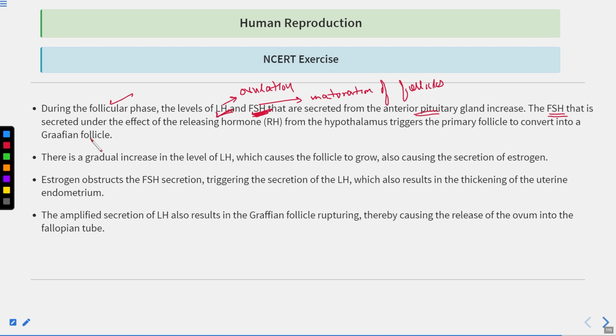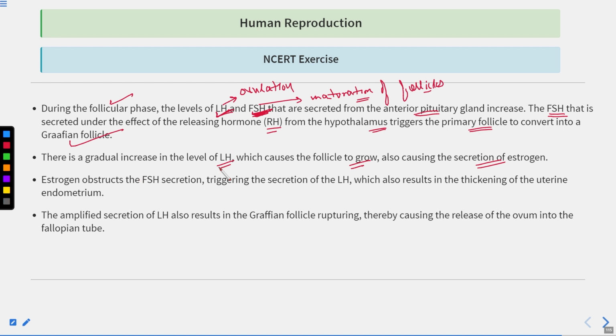Now, FSH, that is secreted under the activities of the releasing hormone from the hypothalamus, triggers the primary follicle to get converted into the Graafian follicle. So this I have written, maturation of the Graafian follicles. Follicle stimulating hormone is involved in the maturation of the follicle. So primary follicle is converted into the Graafian follicle. Now there is a gradual increase in level of LH also, okay, which causes the follicle to grow and causes the secretion of the estrogen.